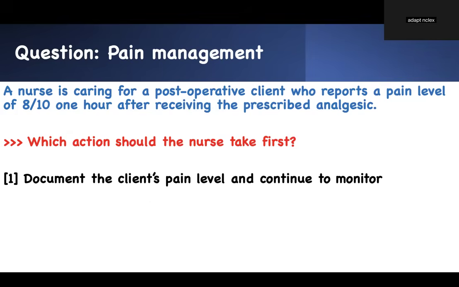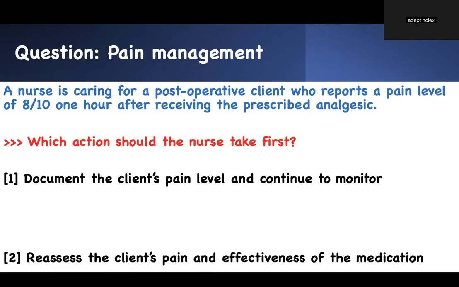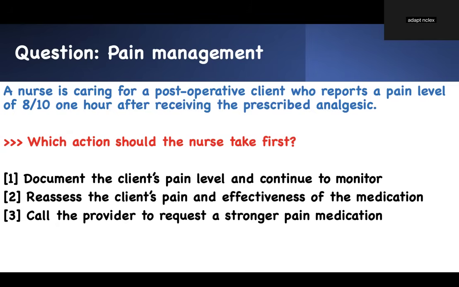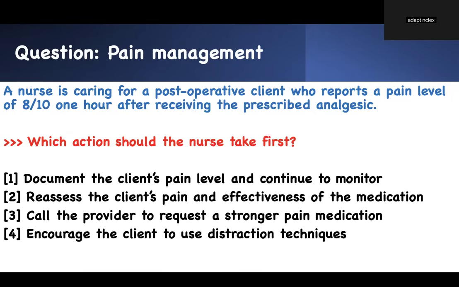Document the client's pain level and continue to monitor. The pain did not improve even though you gave the medication. Why do you want to just document? You know that there's something wrong. You've got to do something. Reassess the client's pain and effectiveness of the medication. That's the linking connection, because you know if you don't manage the patient's pain, it's not going to improve. Call the provider to request a stronger pain medication, but there is prioritization first. It's a prioritization, something you can do first. Encourage the client to use distractive methods. No, the pain did not improve. Non-distractive methods are not going to work.